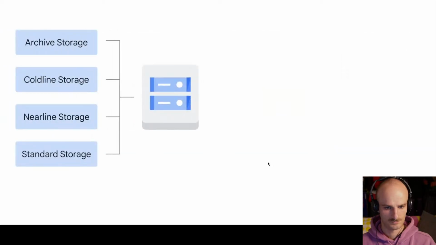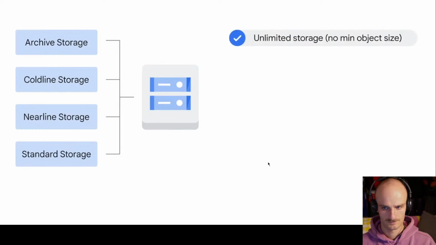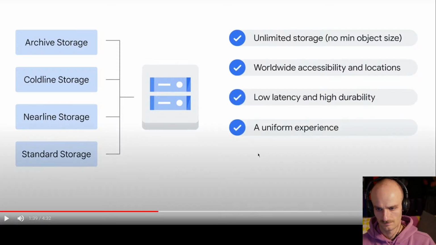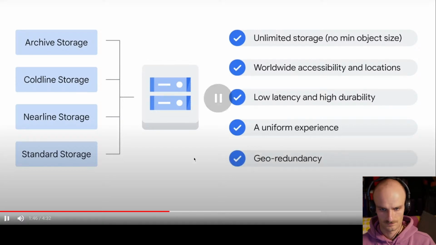Although each of these 4 classes has differences, it's worth noting that there are several characteristics that apply across all of these storage classes. These include unlimited storage with no minimum object size requirement, worldwide accessibility and locations, low latency and high durability, a uniform experience which extends to security, tools, and APIs, and geo-redundancy if data is stored in a multi-region or dual region. So all of them: unlimited storage, worldwide accessibility and locations, low latency and high durability, uniform experience.